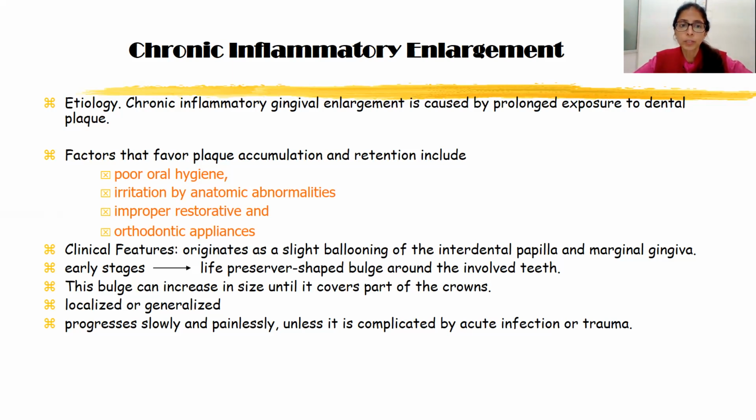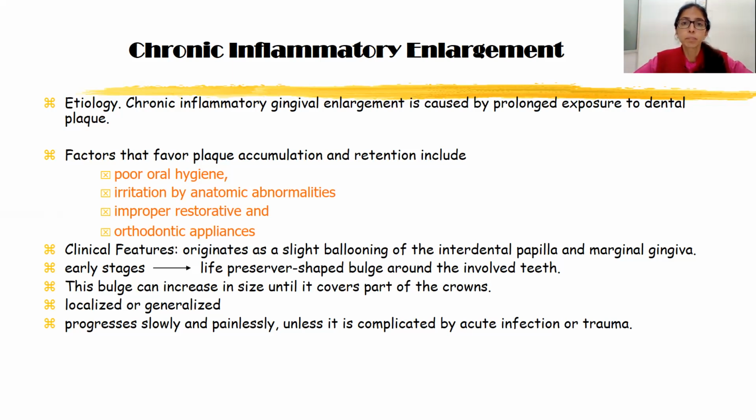which leads to plaque accumulation. So how does it begin? It begins as slight ballooning of the interdental papilla and marginal gingiva. Initially, it becomes a life preserver shaped enlargement, which starts from that particular tooth. Then it spreads to adjacent teeth as well. Then it enlarges on that particular tooth till it goes on covering a major part of the crown of the tooth.